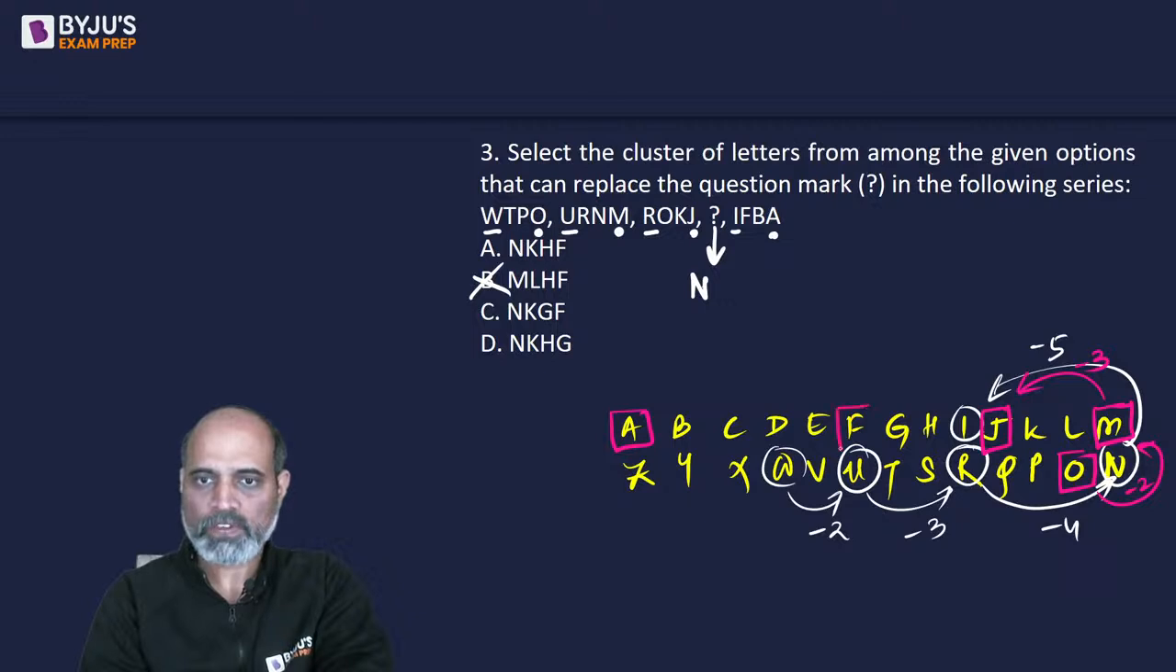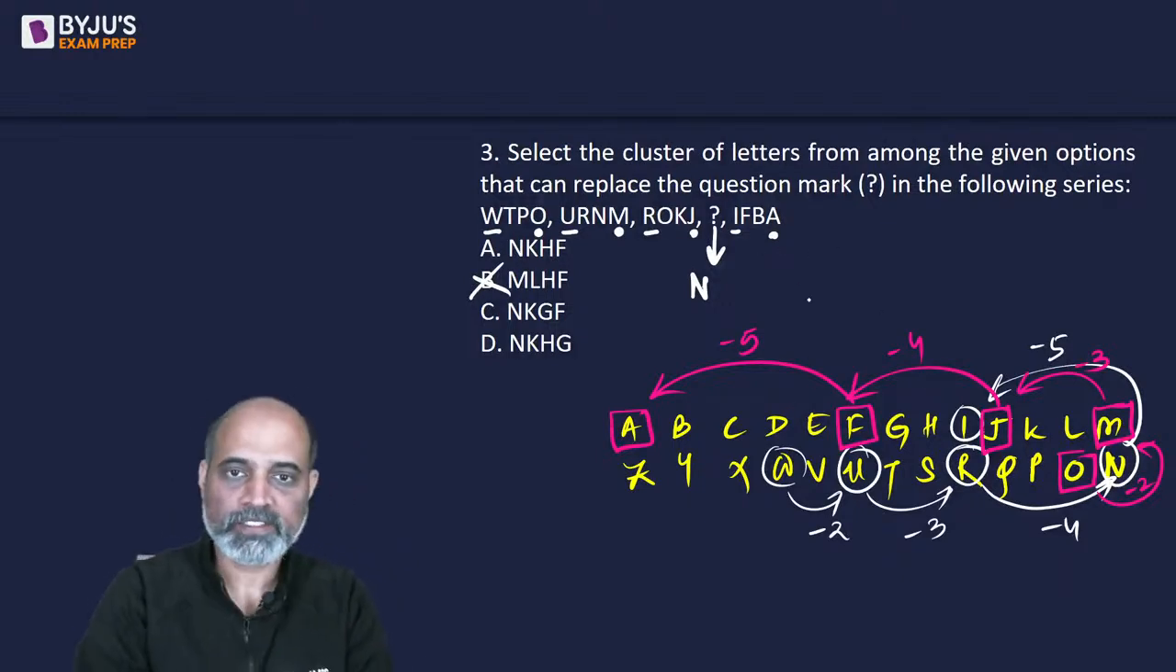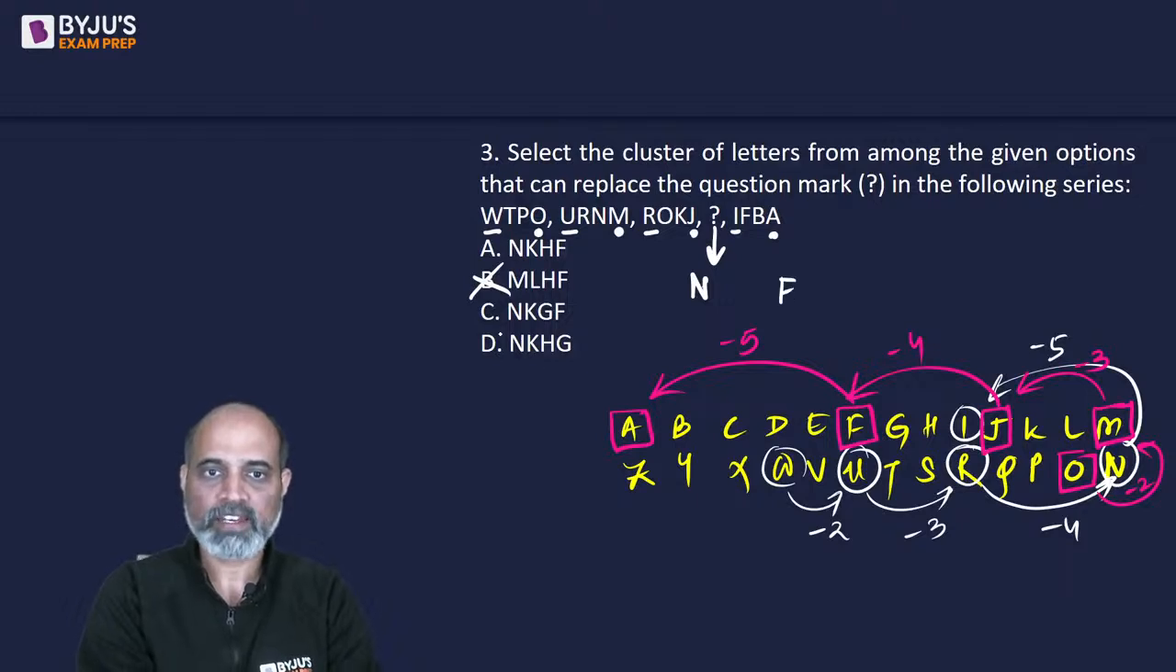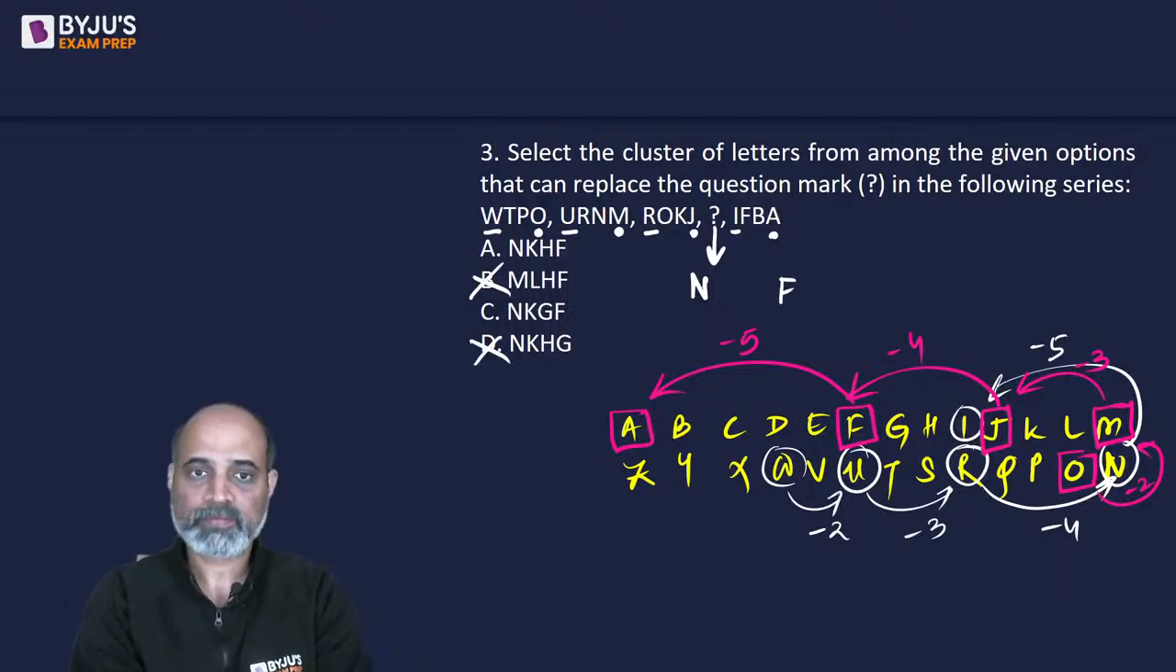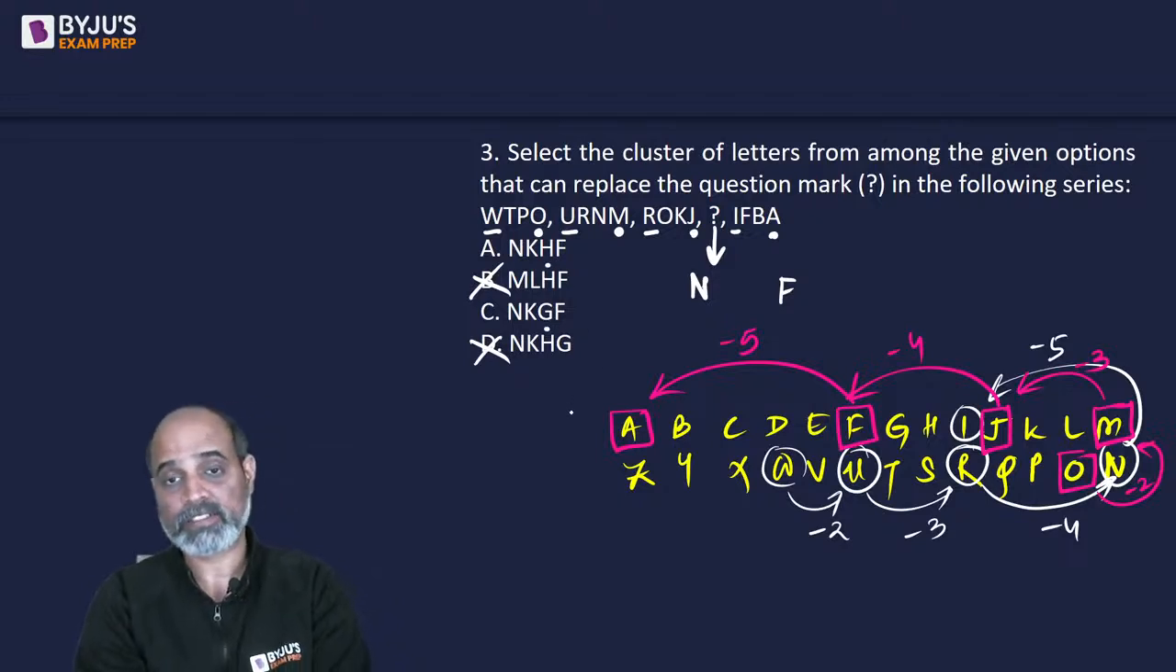So this is where we should stop, so that this is further a difference of 5, right? So F should be our last letter. So it should start with N, it should stop at F. Now between the 3 options, we have to also look at the second last letter.